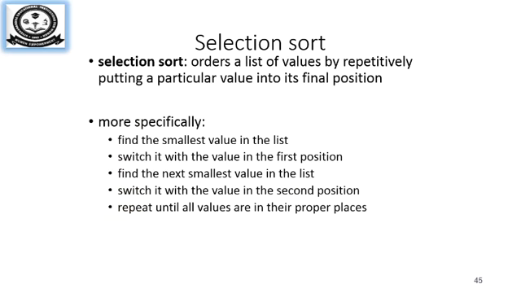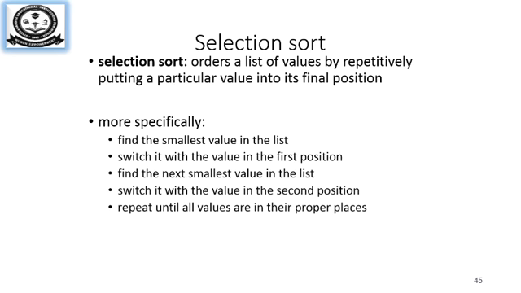The next sorting is selection sort. Here selection sort orders values by repeatedly putting a particular value into its final position. More specifically, you will find the smallest value in the list and switch it with the first position. Then we'll increment to the second position, find the next smallest value and push it into the second position. Then for the third position, we'll repeat the same procedure, finding the smallest among the remaining elements, and push it into the third position. So this is the selection sort.